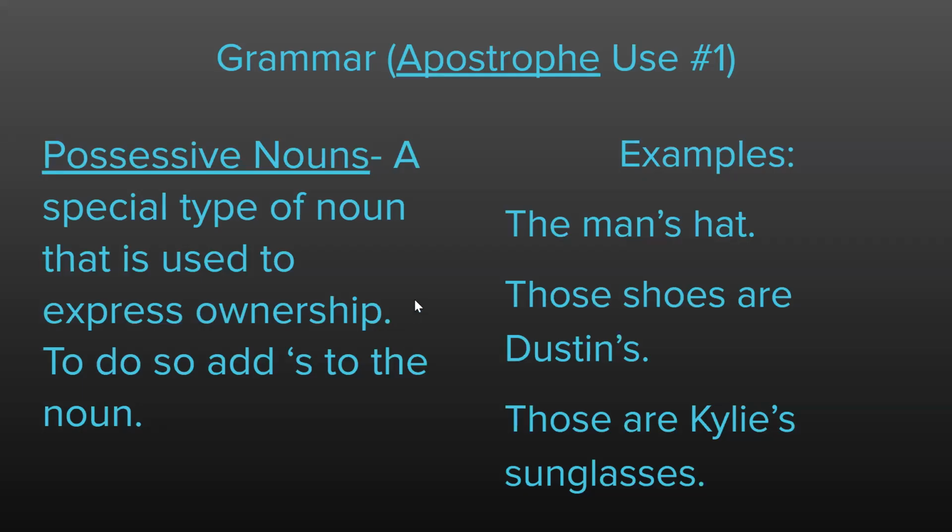The first use of the apostrophe is when you're trying to express possessive nouns. A possessive noun is a special type of noun that is used to express ownership. To do so, add the apostrophe s to the noun. So for example, the man's hat. Who does the hat belong to?